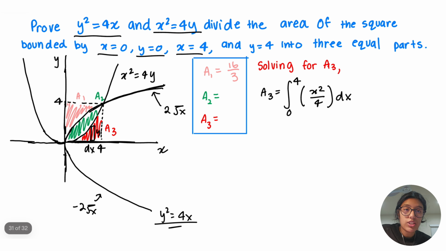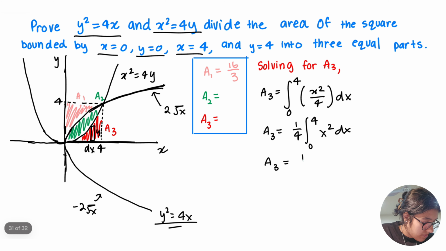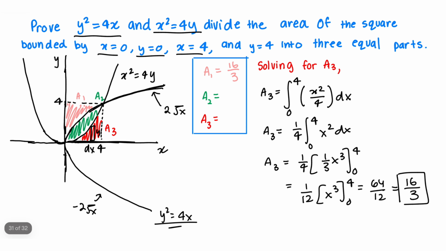And this is much easier because if we use the horizontal strips, then we would have to do 4 minus something else, and that would be more confusing. But for right now, we're just going to use the vertical strips for A3. And solving this, we also get 16/3. So we know that A3 is also 16/3. Now we just have to solve for A2.